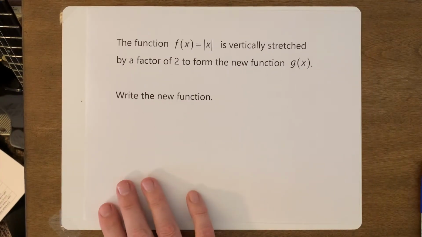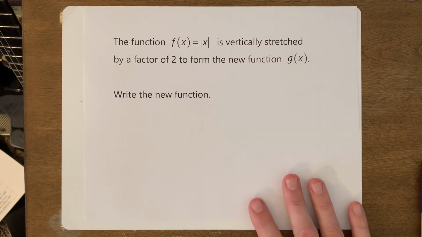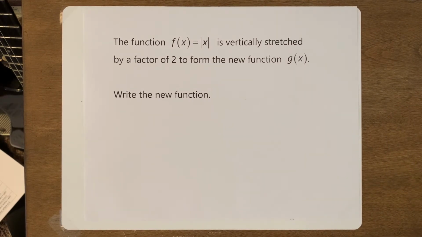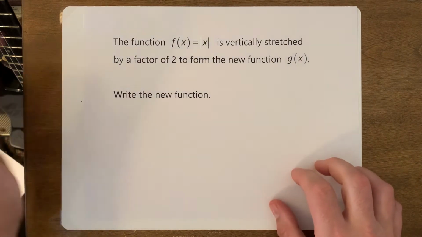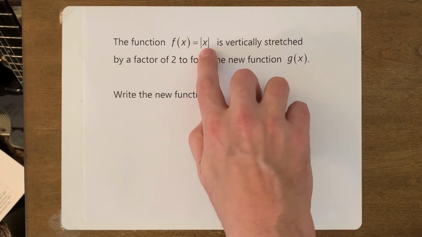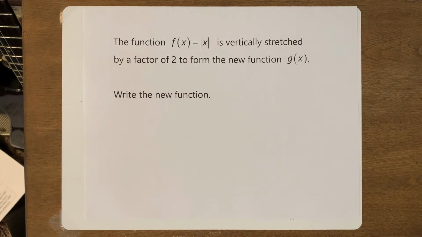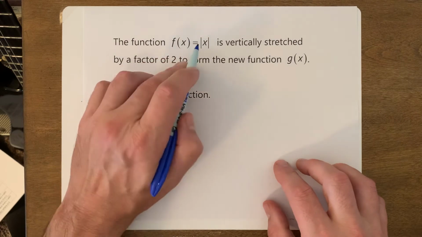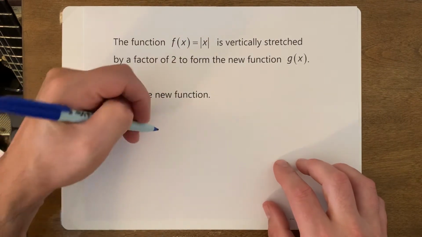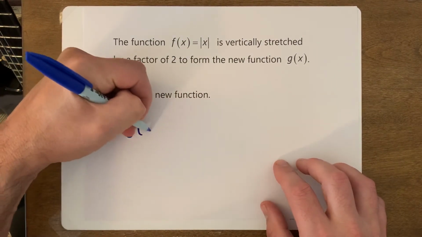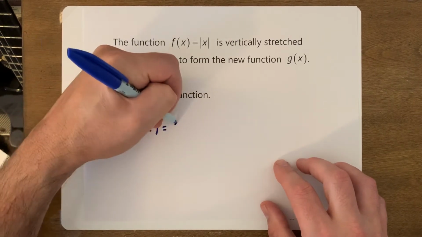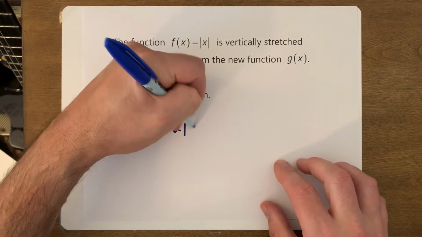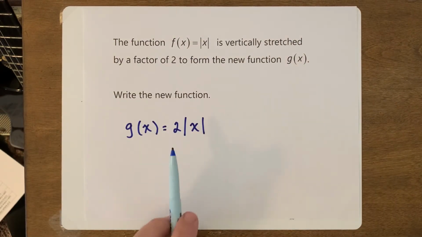Okay, this time we're going to vertically stretch this function by a factor of 2, okay? So we're going to take absolute value of x. Now, a vertical stretch is supposed to multiply the function by a number bigger than 1. And so that 2 should go outside of those absolute value bars. So g of x should be equal to 2 times the absolute value of x, like that on the outside. Because for a vertical stretch, that's what it basically says to do, multiply that function by that number.